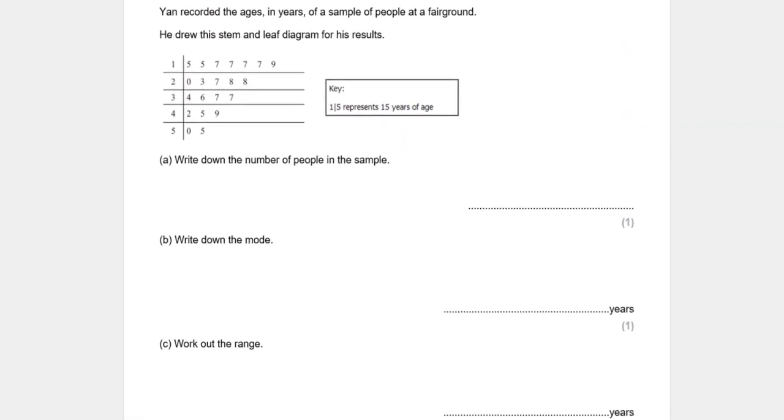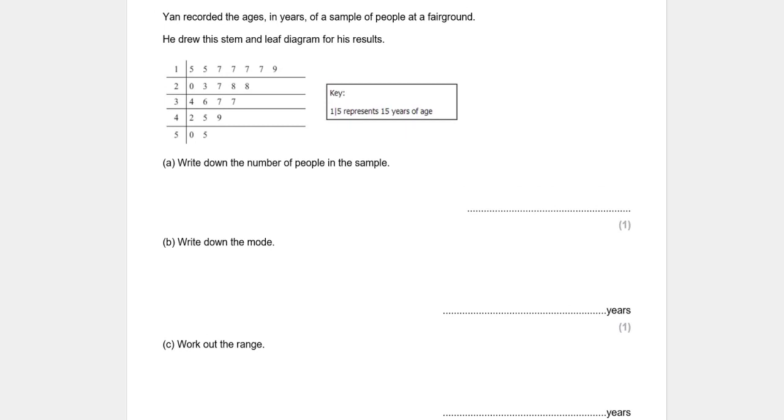Question 45. We have another stem and leaf diagram, but this is more to do with interpreting stem and leaf diagram. Jan recorded the ages in years of a sample of people at a fairground. He drew the stem and leaf diagram for his results. Write down the number of people in this sample. So just total number of people in this sample.